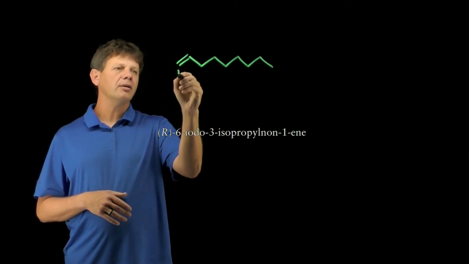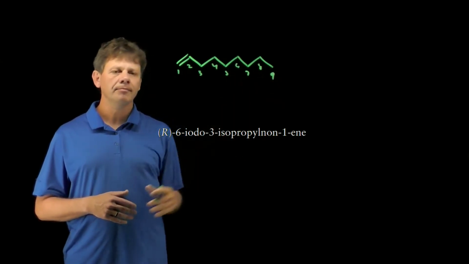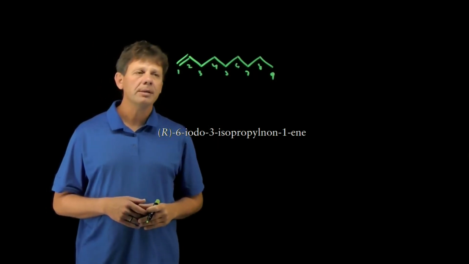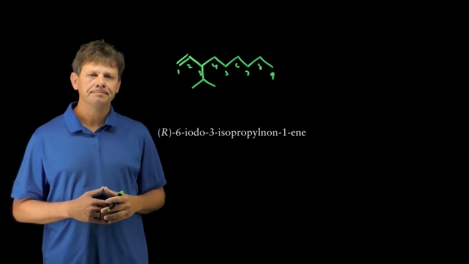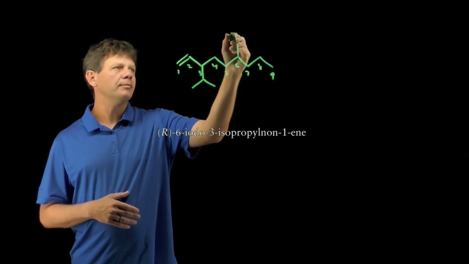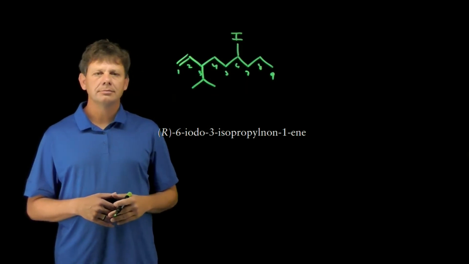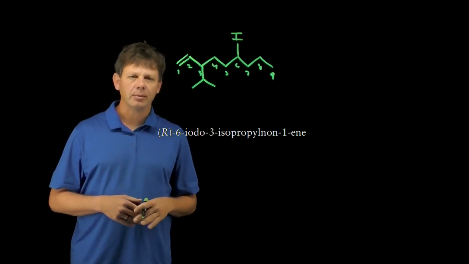If we number these 1, 2, 3, 4, 5, 6, 7, 8, 9, we now see that we should, at the 3 position, have an isopropyl group. So we can draw the isopropyl group there. At the 6 carbon, we should have an iodine. Now, we're just going to leave that as the answer to this question because of the mistake that was made.